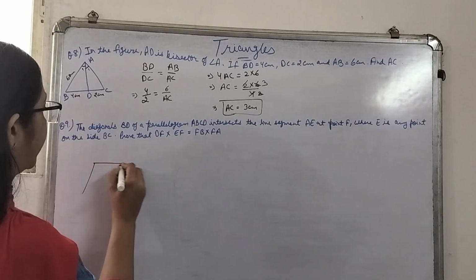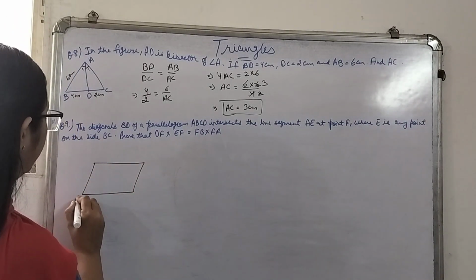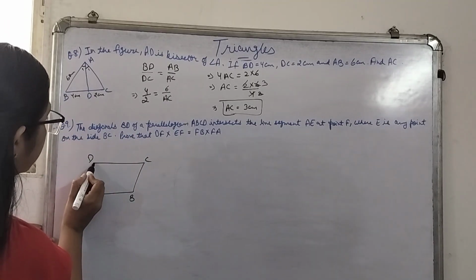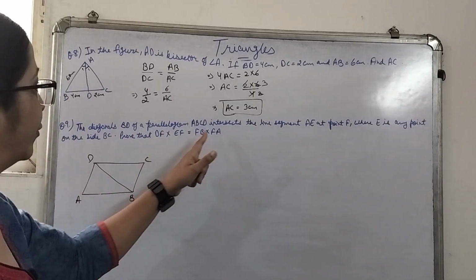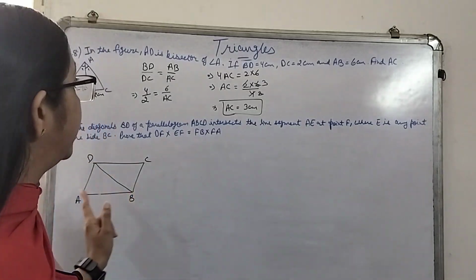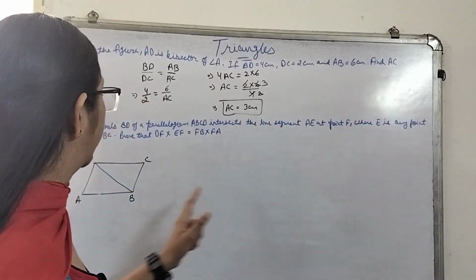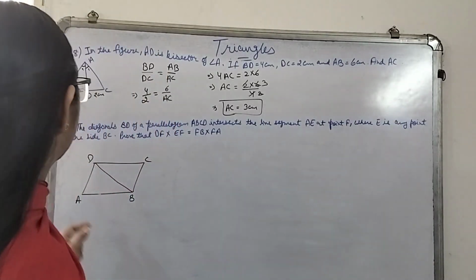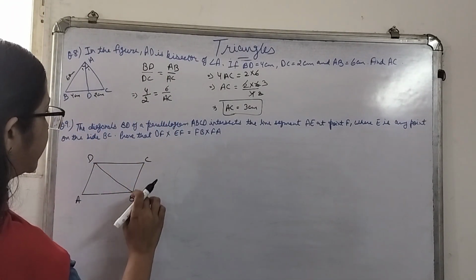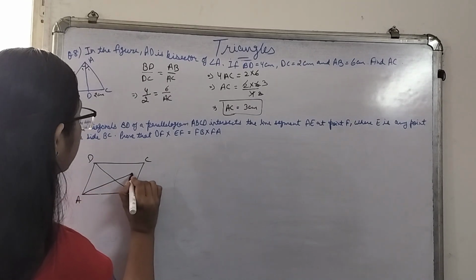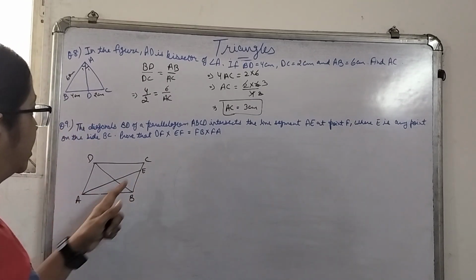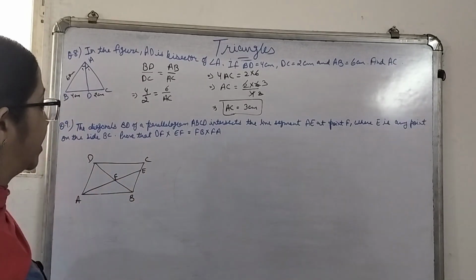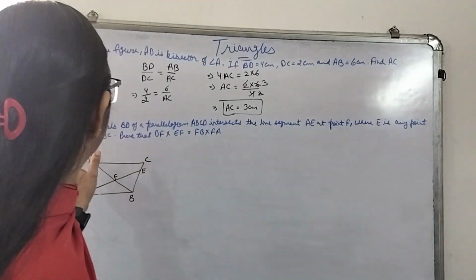One parallelogram is there. Suppose this is your parallelogram ABCD. Diagonal BD is given to us, and it intersects the line segment AE at point F, where E is any point on the side BC. Suppose this is the point E on the side BC. It is intersecting the diagonal at point F. This is the figure.